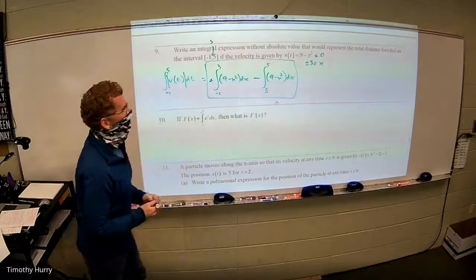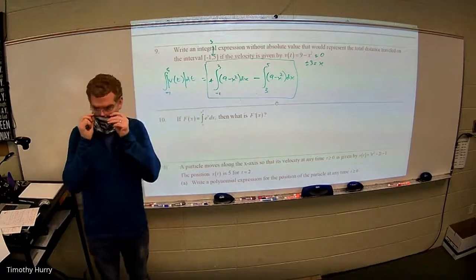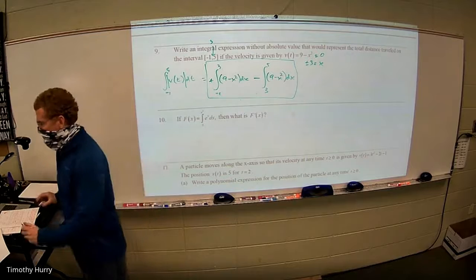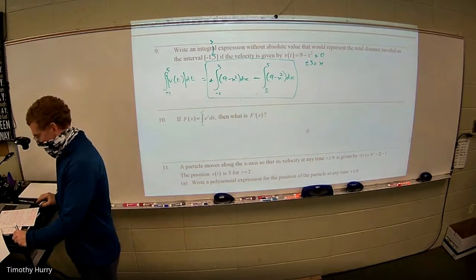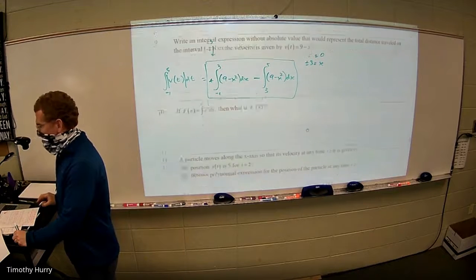And if it says integral expression, walk away. Don't bother doing all the math of that. What about number 10?